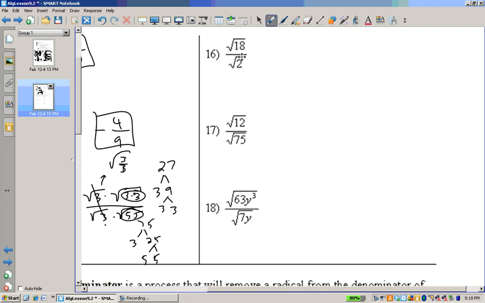All right, the square root of 18 divided by 2. Now 18 we can split into 2 and 9, 3 and 3. So we have 2 times 3 times 3. And on the bottom we have the square root of 2. Now since we have 2 3's in the radicand, we'll pull 1 outside in front of the radical. So the 2 is left in the radicand, and we have square root of 2 on the bottom.